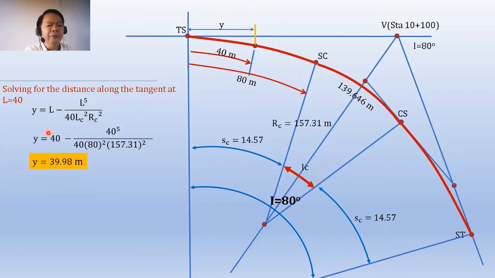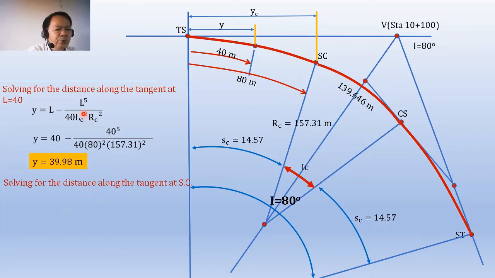Similarly, we can compute for the offset from tangent at SC, meaning to say the distance of this SC as measured from TS along this tangent. So tingnan natin itong part nito. Ito yung tinutukoy natin. Ano? Ayan. Yan yung ating y sub c. And y sub c will have a value by substituting L sub c to L in the formula. And this will be equal to L sub c minus L sub c cube over 40R sub c square. So that this can be computed.